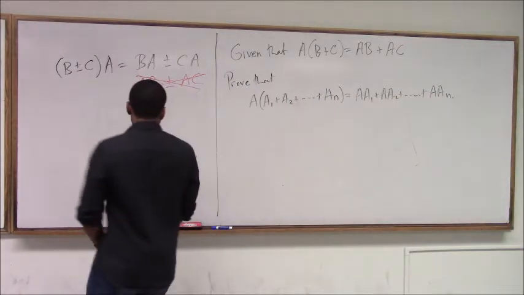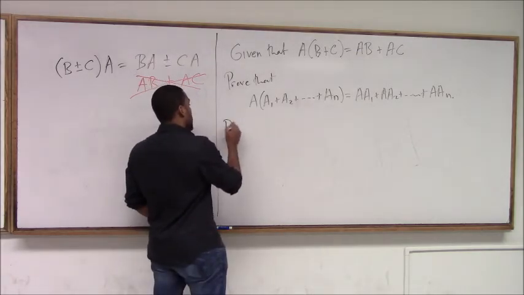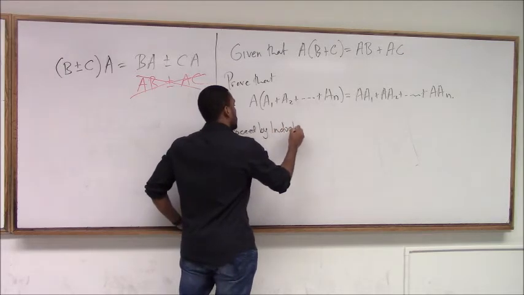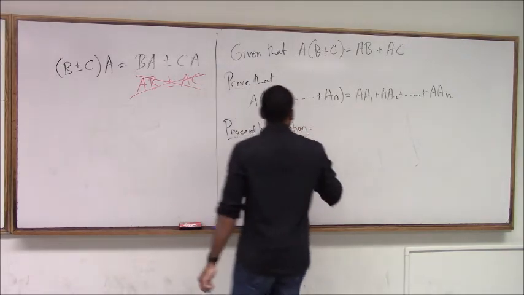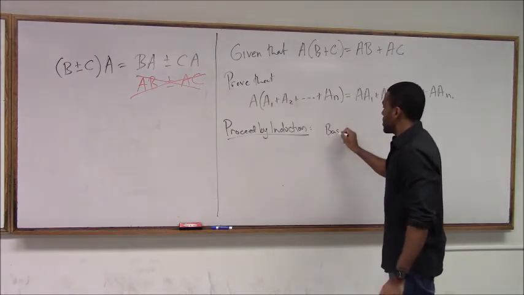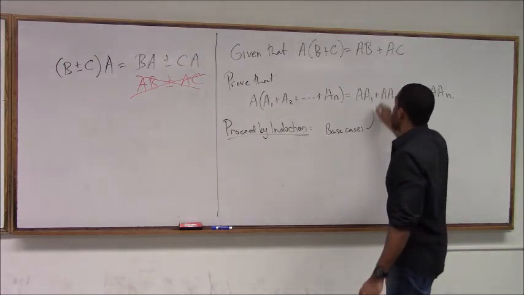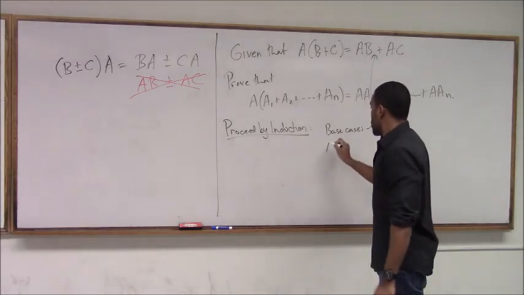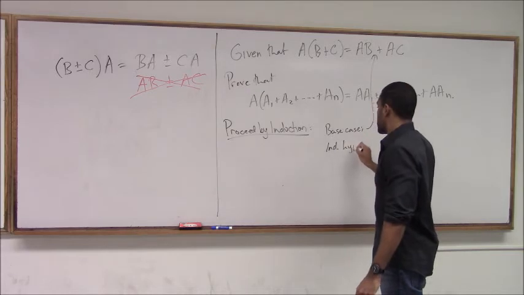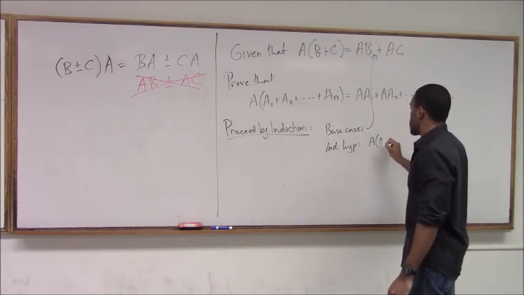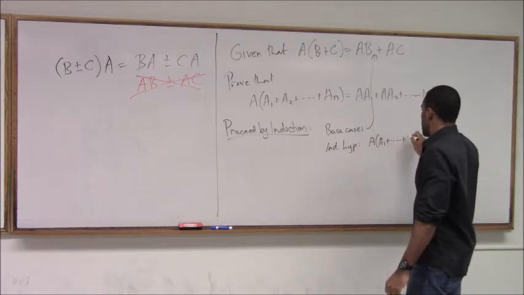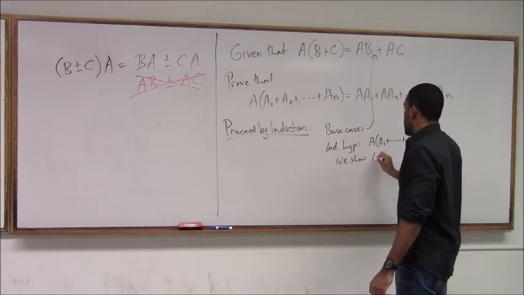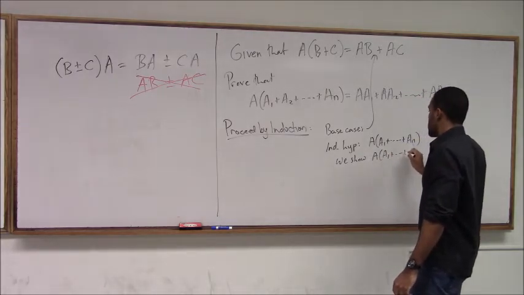Right? So basically, you'd say proceed by induction. I'm just giving you a very concise version here. I'm leaving out some details. Your base case would be that given property. Assume it works for 2 things inside the parentheses. Then I would do my inductive hypothesis that says it works for n things, and we show that it will work for n plus 1 things.